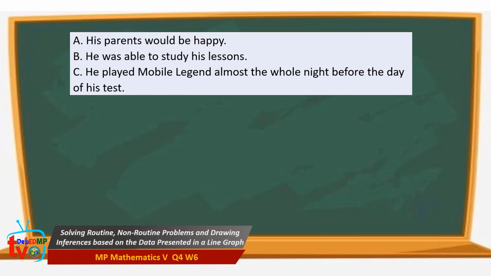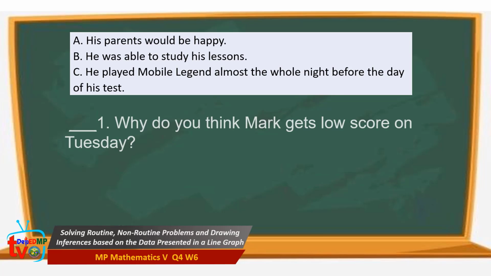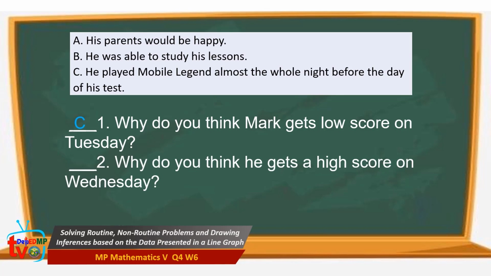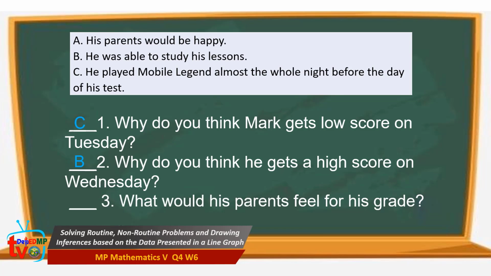Choose the best inference. Select your answers from the options given. Number 1. Why do you think Mark gets low score on Tuesday? The answer is C. Number 2. Why do you think he gets a high score on Wednesday? The answer is B. Number 3. What would his parents feel for his grade? The answer is A.